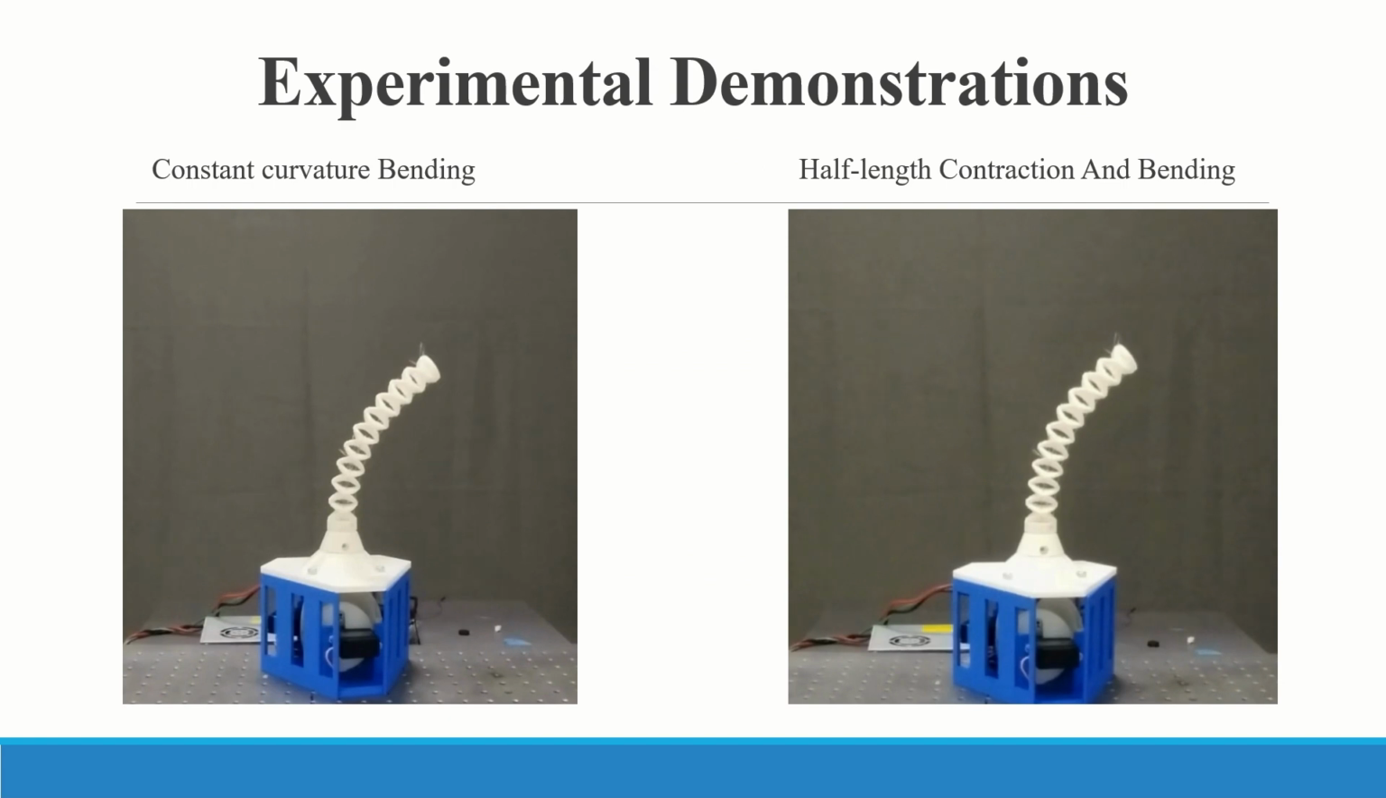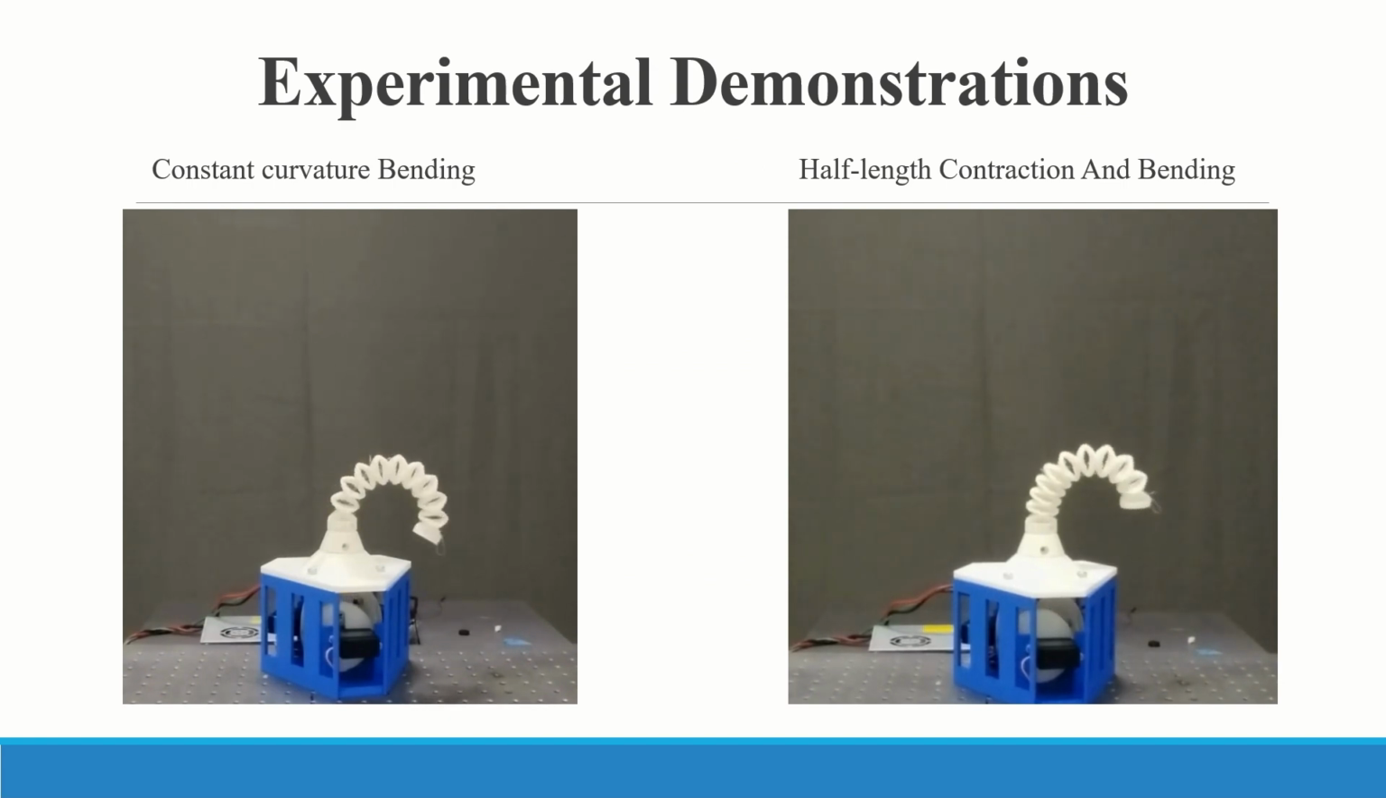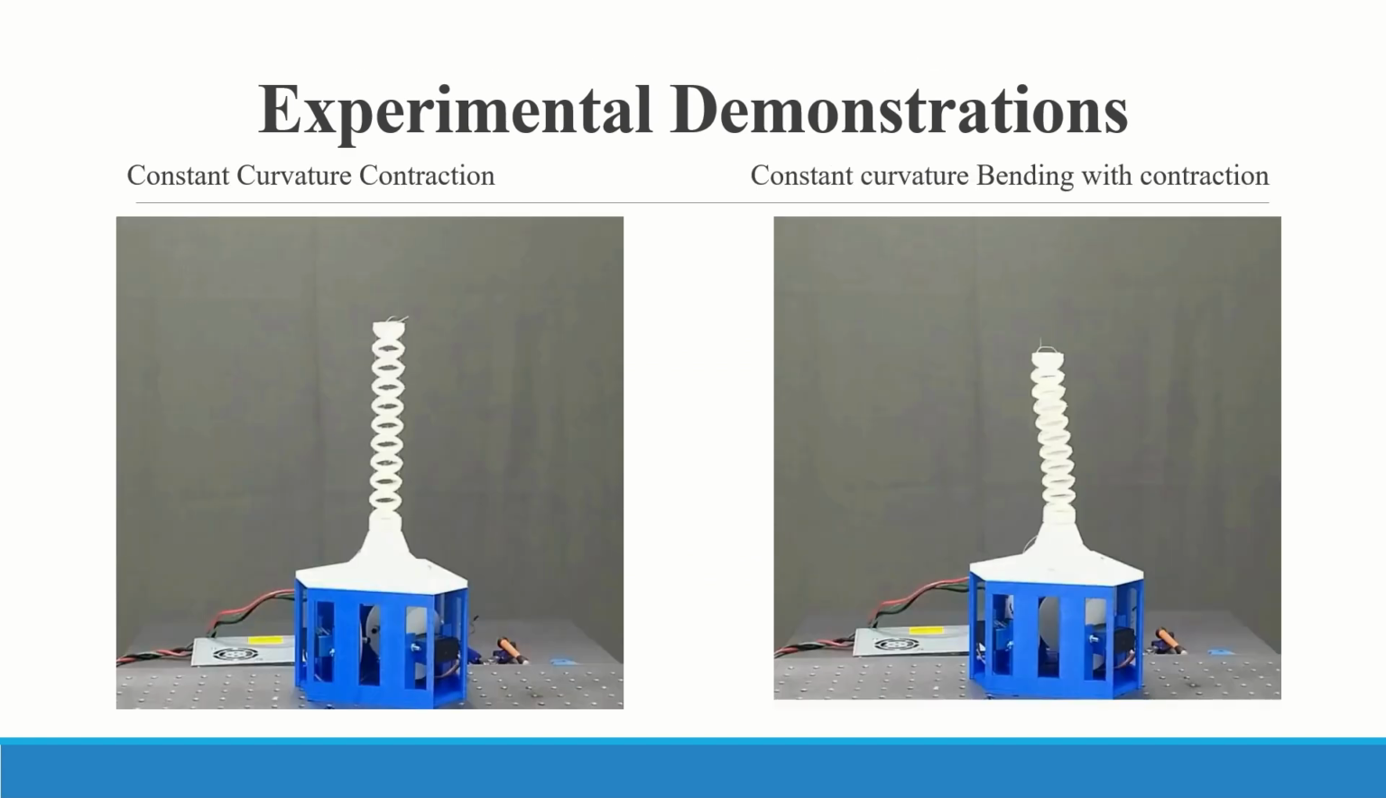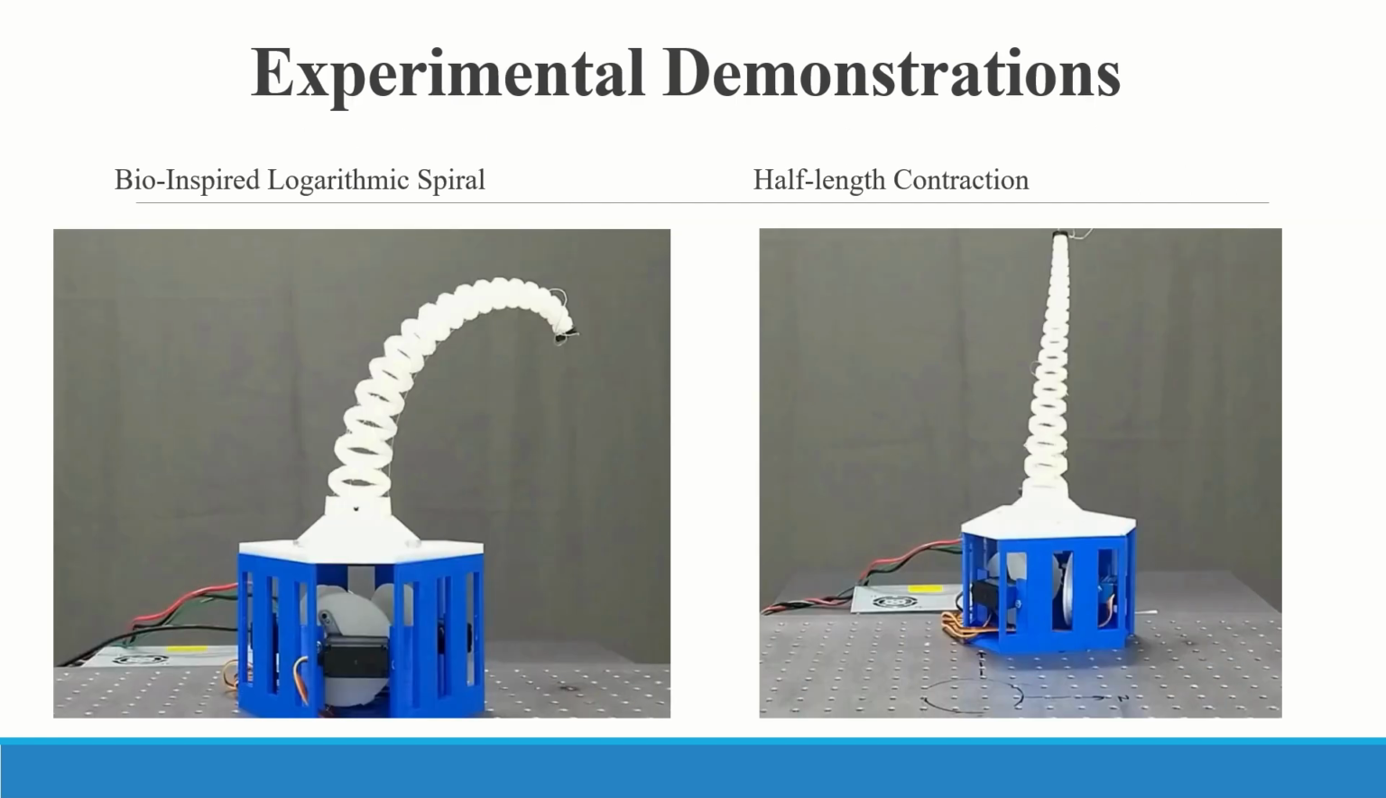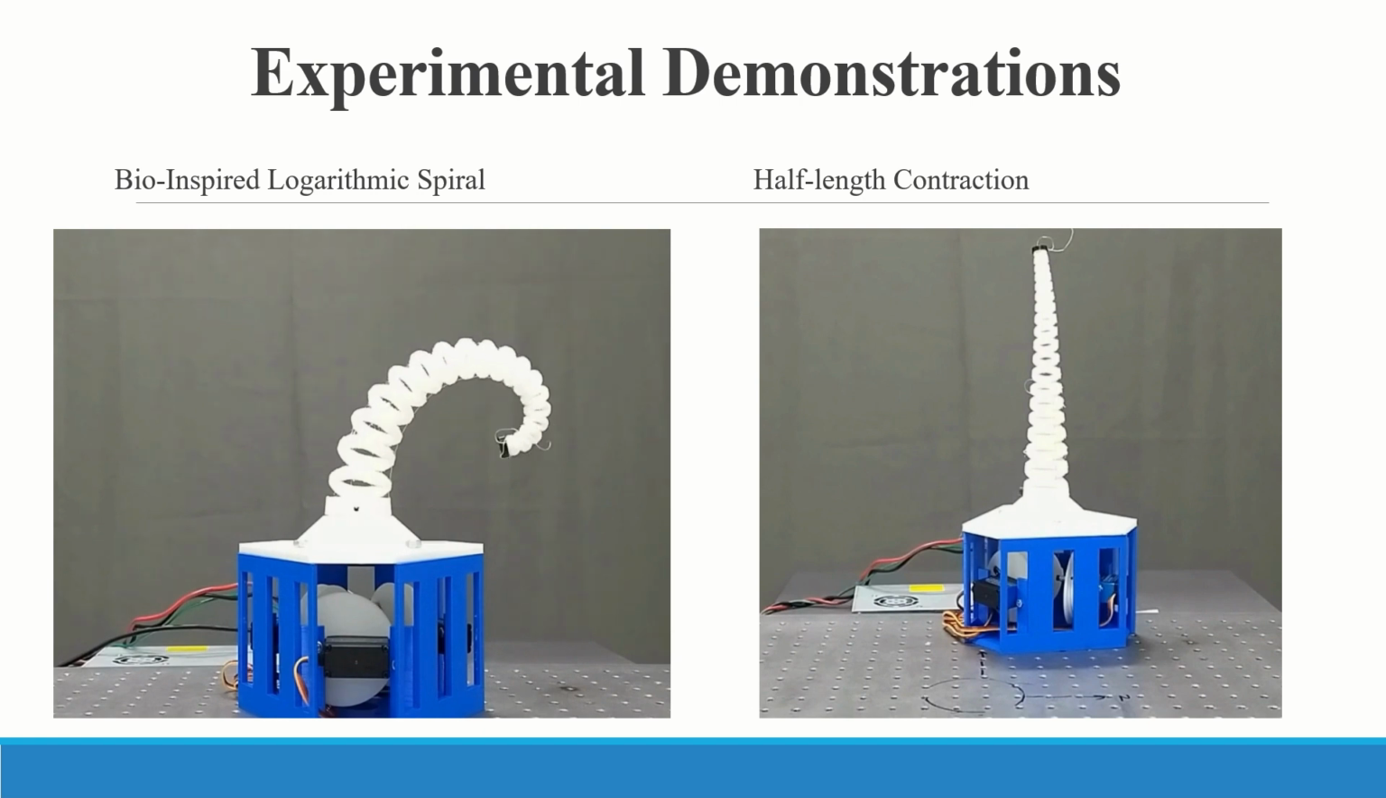Physical experiments demonstrate the capability of the robot to bend in constant curvature in full and half lengths. Here, the robot can be seen contracting and also bending in the contracted state, still sticking to the constant curvature profile. Similarly, the SECR can be seen bending in a logarithmic spiral and also contracting to change its length.